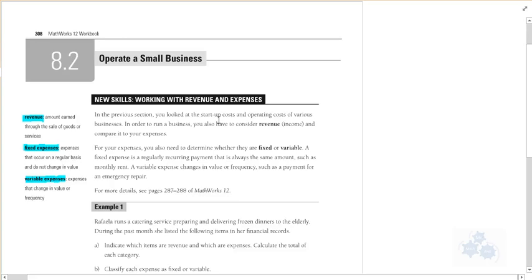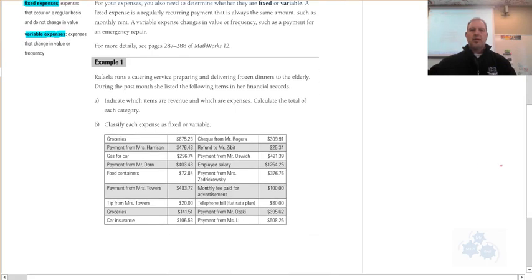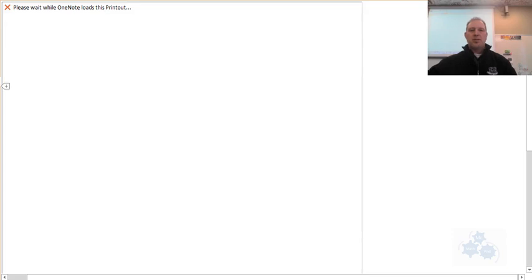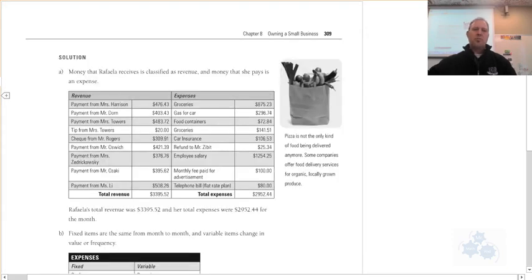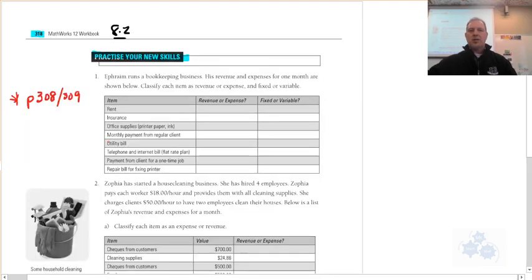All right, so for 8.2, again, you want to know your terms or read through the examples, okay? And through here, we're talking about fixed expenses, variable expenses. We're talking about the difference between revenue and expenses. And when you work through all this, again, build your skills are optional for you possibly this time around. And practice your skills. I'll skip ahead.